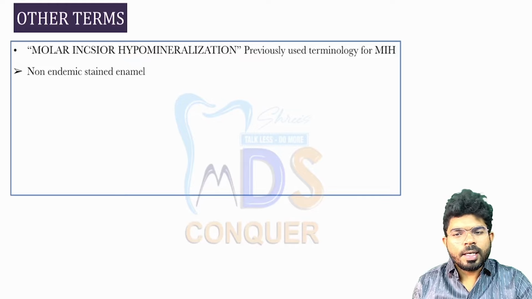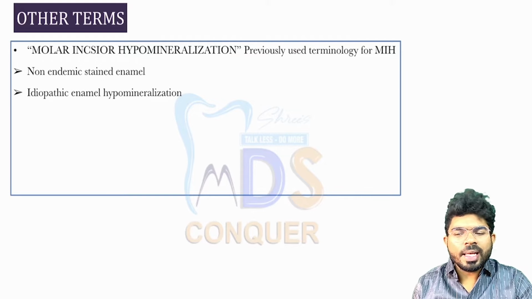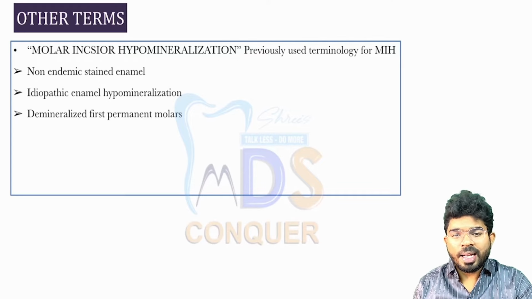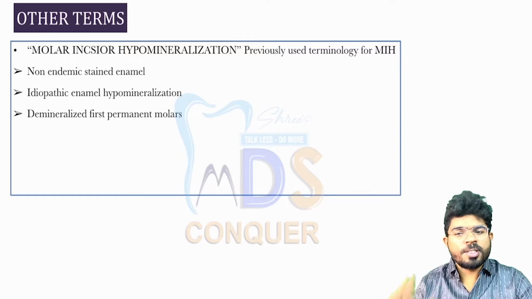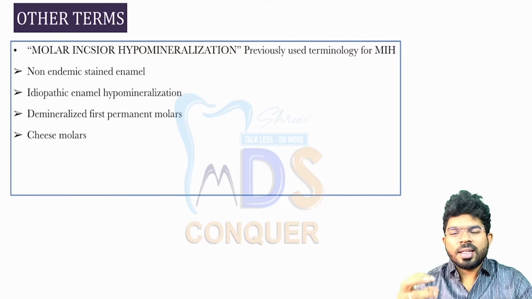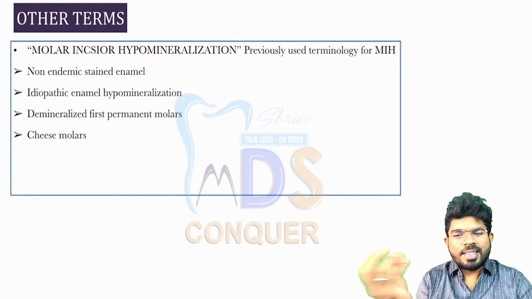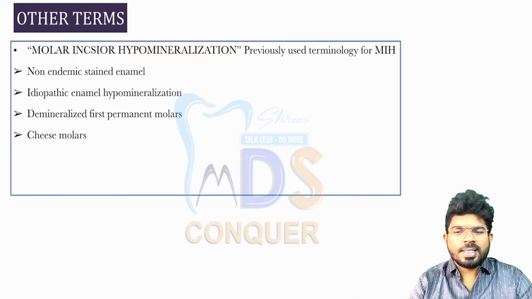The next important term is non-endemic stained enamel. The next one is idiopathic enamel hypomineralization. And the next important term is demineralized first permanent molars, because it's most commonly the 4 first permanent molars that are affected. They can also call them cheesy molars. The molars in the clinical photograph appear cheesy. So you have other types of molars, which are again questions asked very frequently.